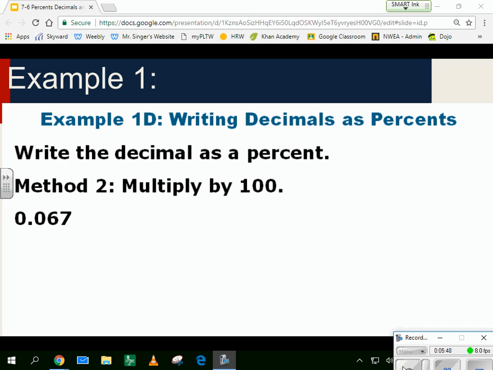So I'll show you again how easy this is. We just got to move the decimal point to the right, or we can multiply by 100, same thing. So move it once, move it twice. Your percent here is 6.7%. So that's all you have to do to be able to change it to a percentage. So some of these methods work better in different scenarios. That's why I want to show you both methods.